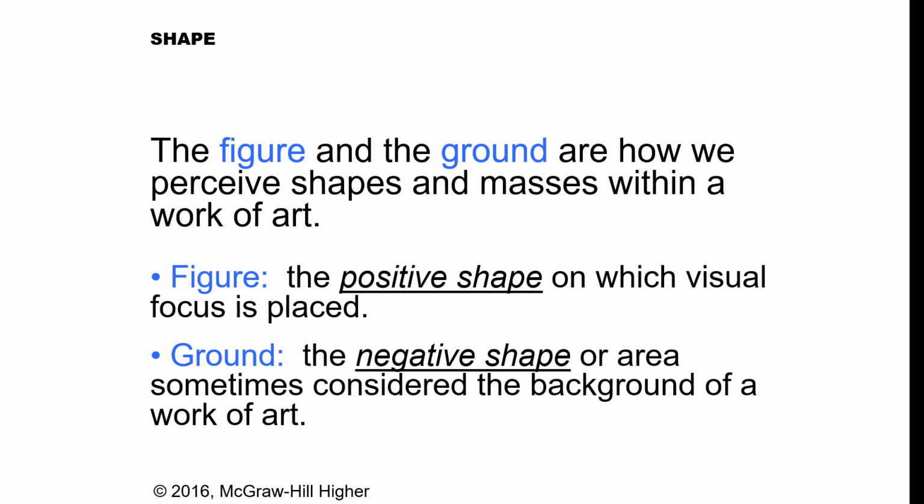Figure is the positive shape on which the visual focus is placed. So think of a person doing the weather forecast. They're standing in front of the green screen with the weather. The figure is the weathercaster, and the ground is the negative shape or the area behind the person. But obviously, the negative shape or this background area does not have to reflect a landscape or any other thing.